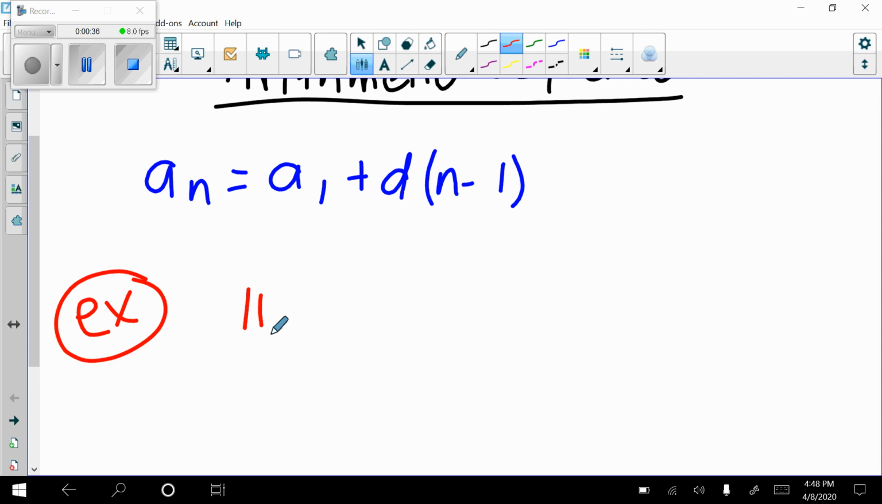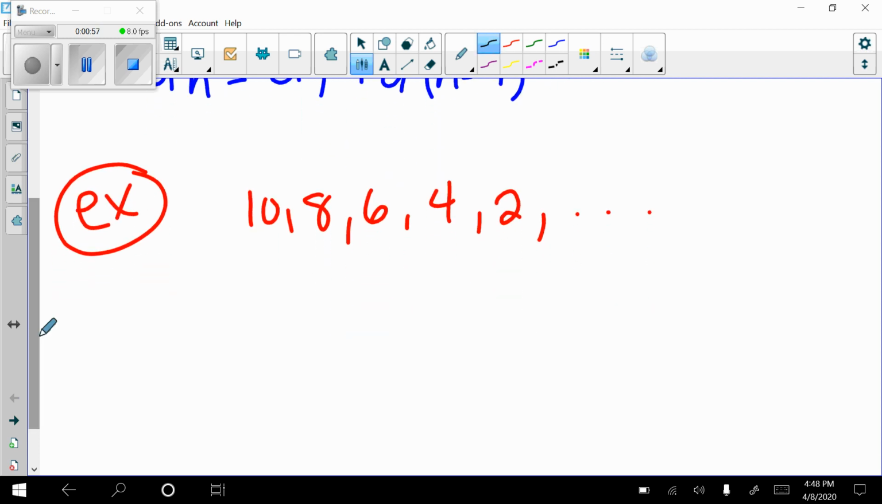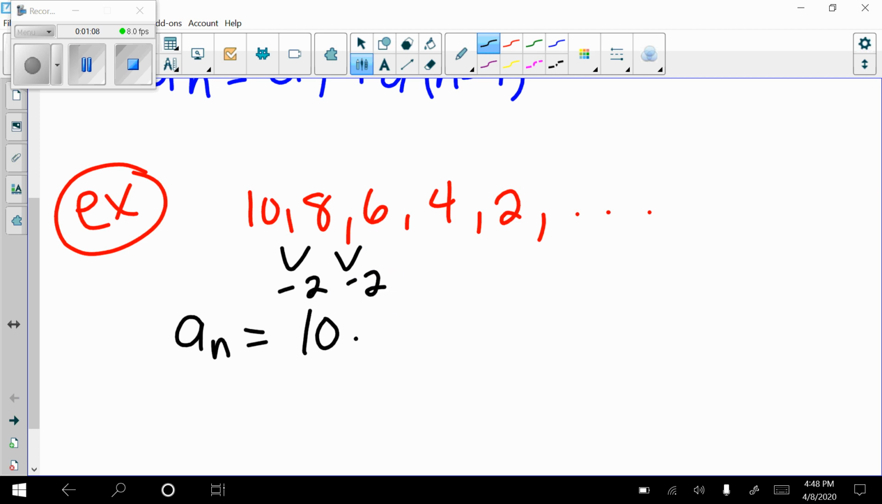Let's start with the sequence 10, 8, 6, 4, 2, and it keeps going. First, write the equation. To write the equation of the sequence, I need to know what the first number is, which is 10, and I need to know the pattern. For this one, you're subtracting 2 each time. So I'm plugging in -2 and -1, and then that is the equation.